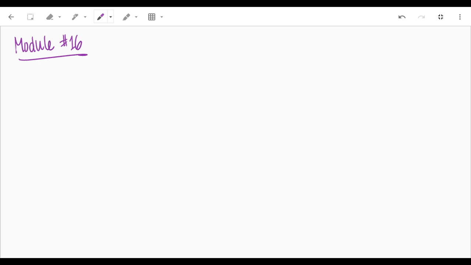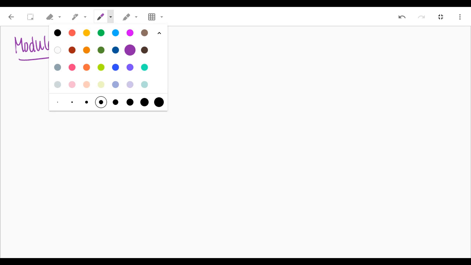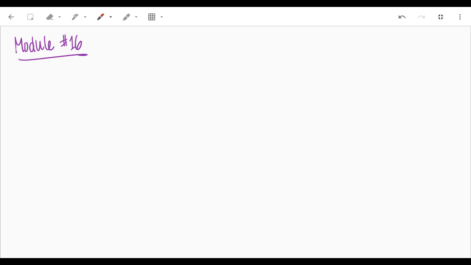Okay, module number 16 has fewer topics because we're at the end of a unit. So I think there's only 10 in here, but let's go ahead and get started. The first one will be graphing a rational function, specifically quadratic over linear.